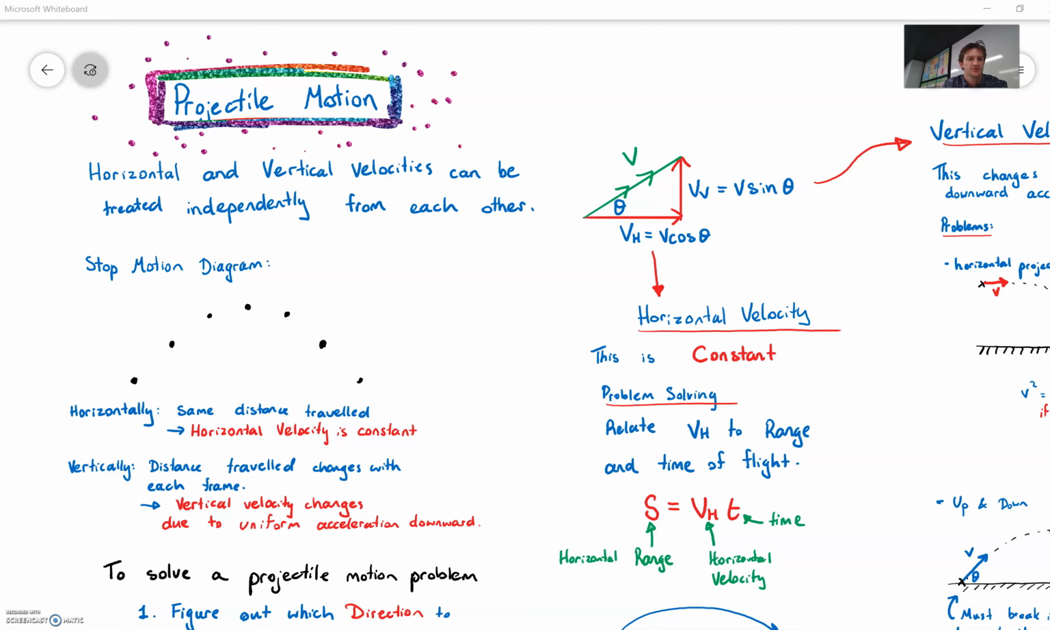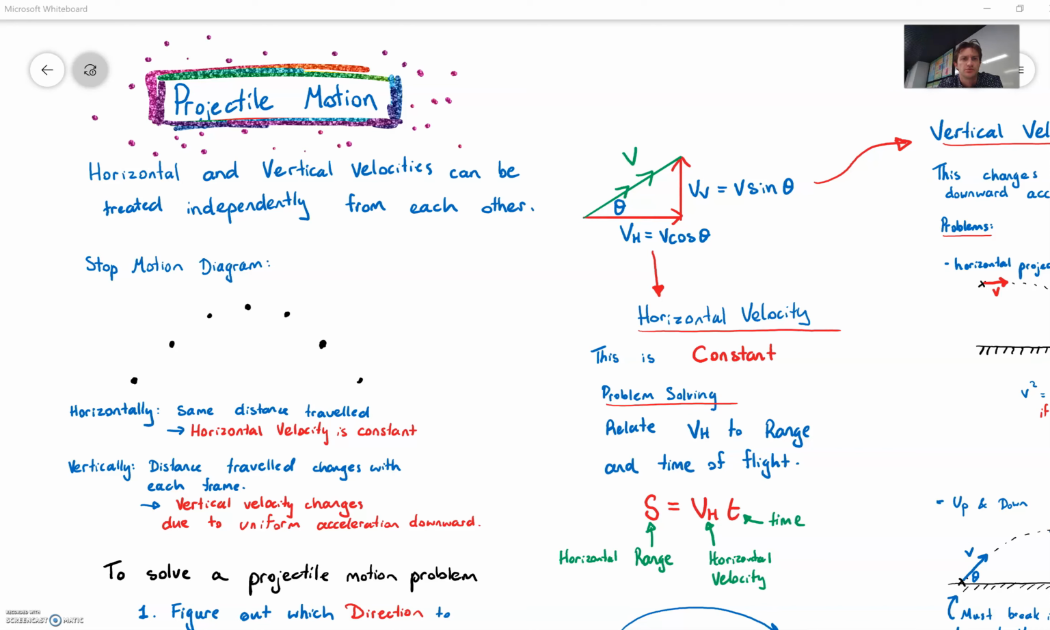Hello there, Year 12s. I'm here to do a bit of a summary on the projectile motion topic. So we're going to run through how to solve problems in this topic and the main points of what needs to be known for the exam and for tests and the like.